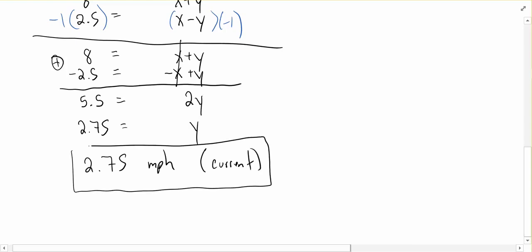And then to think about whether that answer makes sense or not, we can think about the fact that paddling a boat is similar to a walk or a jog, to the point that 5 miles an hour makes sense. The current needs to be less than that because we're going to be able to fight against it. So this answer does make sense that we have a current of 2.75 miles per hour.